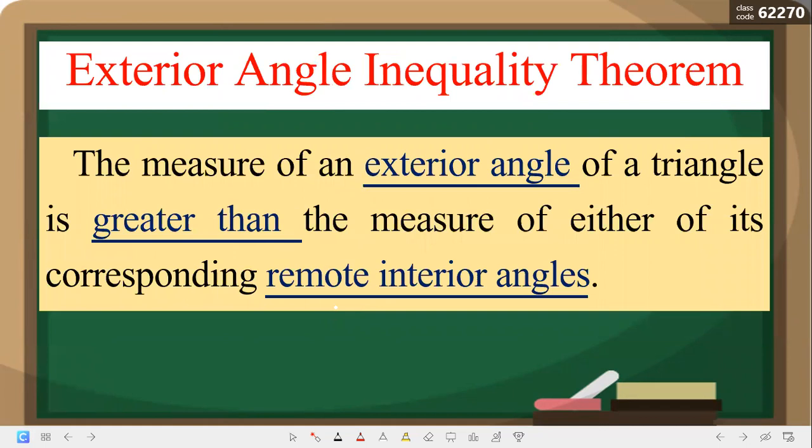For the first one, we have the exterior angle inequality theorem, which states that the measure of an exterior angle of a triangle is greater than the measure of either of its corresponding remote interior angles. When we say exterior angle, it means that the angle is outside the triangle. Also, the interior angles are the angles inside the triangle, but it's different when we are pertaining to the remote interior angle itself.